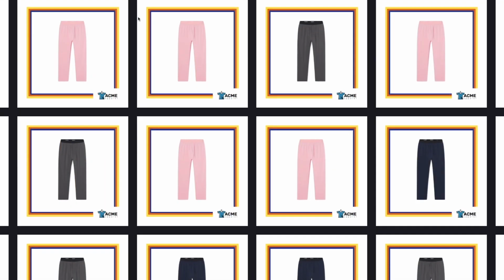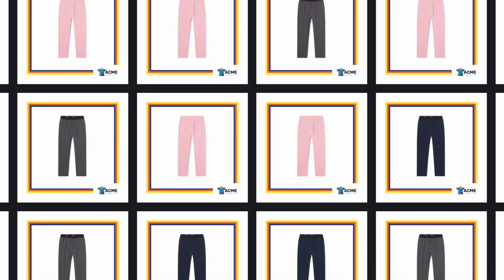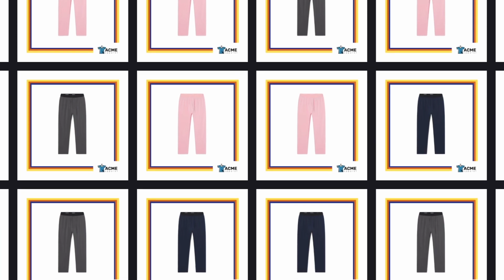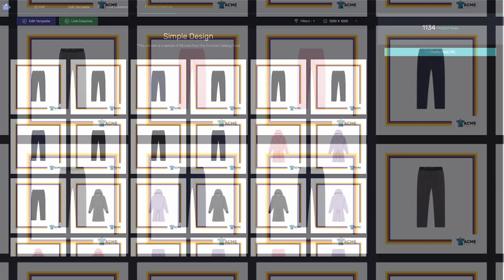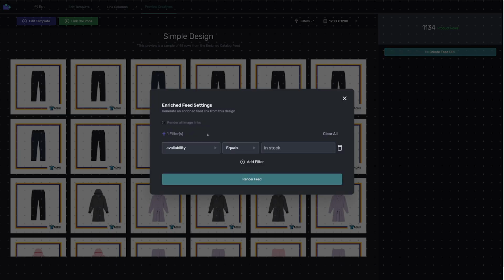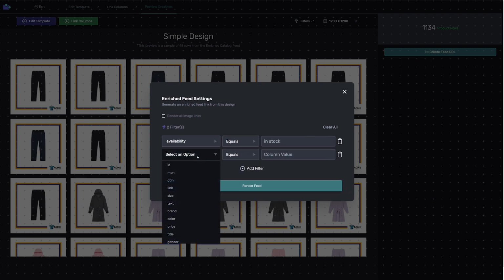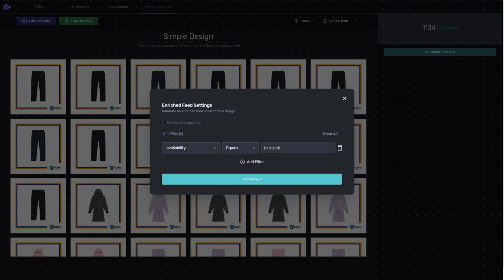It's a simple design, but it adds a lot of visual interest and really helps push your eye into the product. And adding the logo can help reinforce the brand as well. I think it's ready to go live. For that, we'll hit Create Feed URL. It gives you the option to set additional filters if you need any. You can filter by any column that's currently listed in your feed. For now, let's just stick with the in-stock filter.